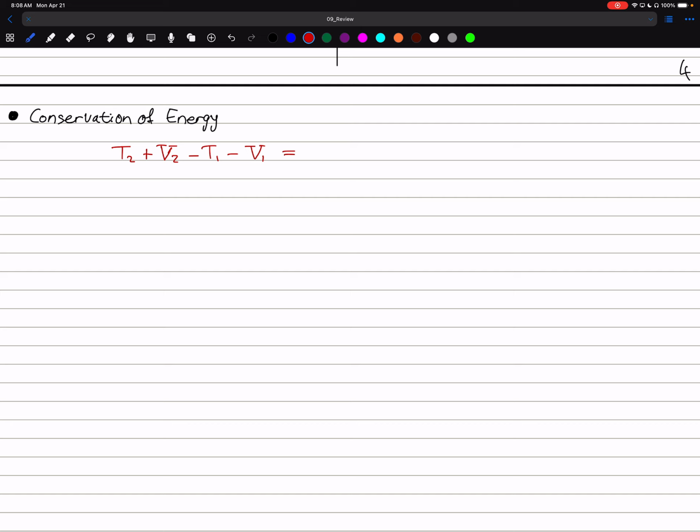This will be equal to the work done by all of the non-conservative forces. So F sub nc dotted with r dot dt. And you could further divide that up into dissipative forces as well as external forces. So this is our change in energy, and then this is obviously the work done by non-conservative forces.